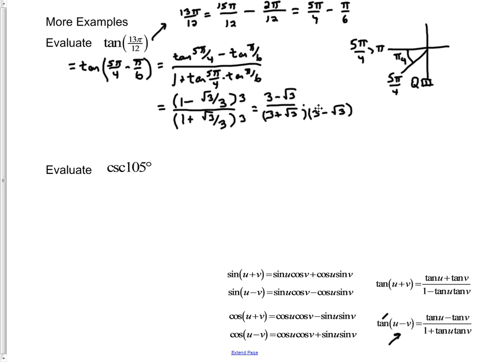So we're going to multiply that in the numerator and the denominator. It's just multiplying by some clever form of 1 in order to reduce that fraction. Well, here we go.